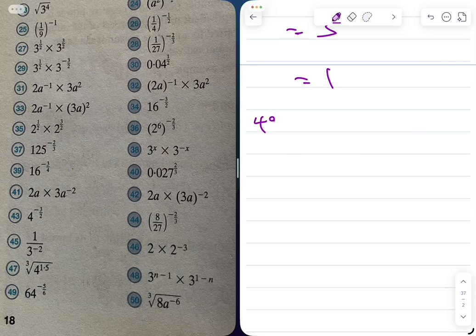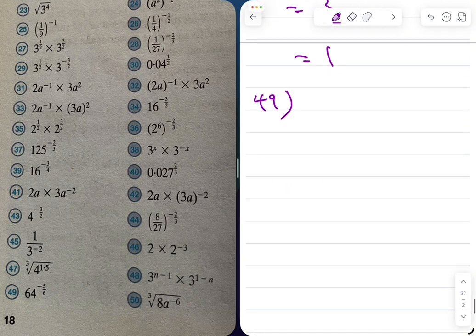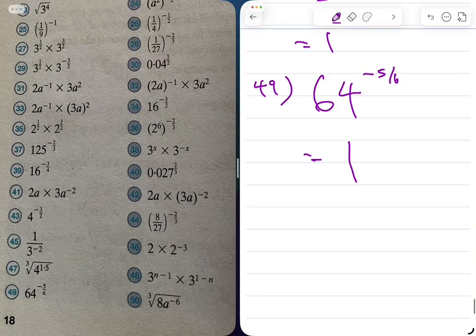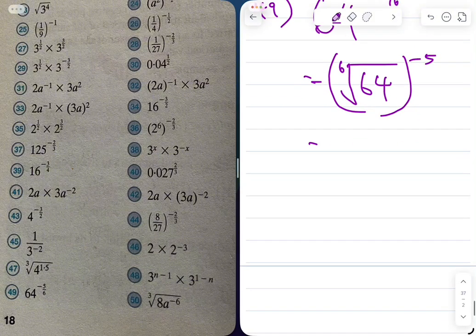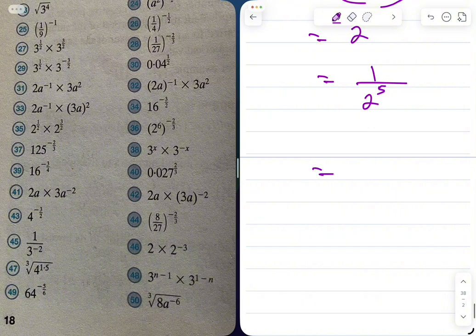The next one is 49. 64 raised to the power minus 5 over 6. That is equal to the 6th root of 64 raised to the power minus 5. The 6th root of 64 is 2, and that means 2 raised to the power minus 5, which is 1 over 2 raised to the power 5. And that simply means 1 over 32.